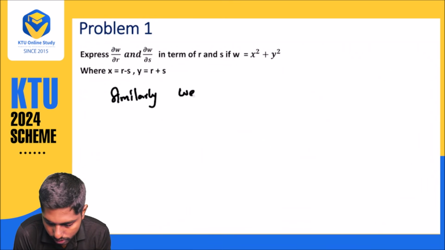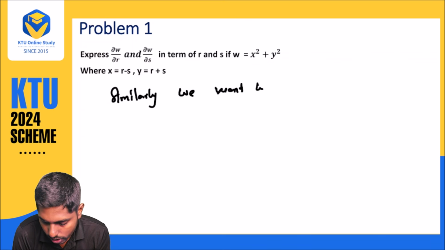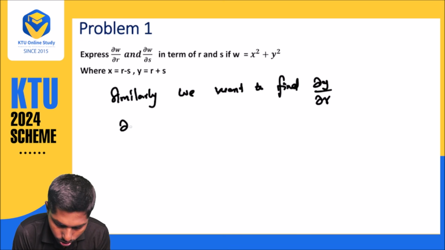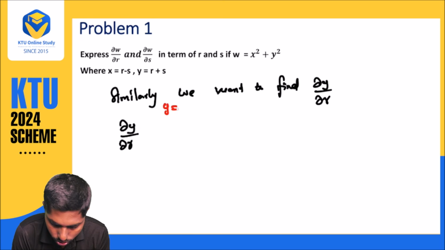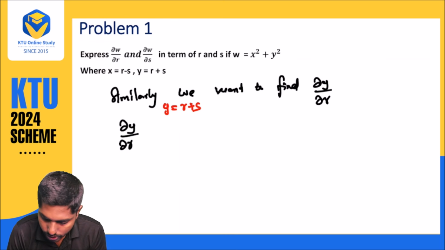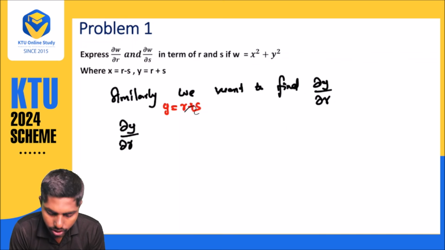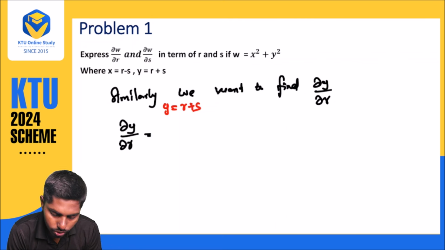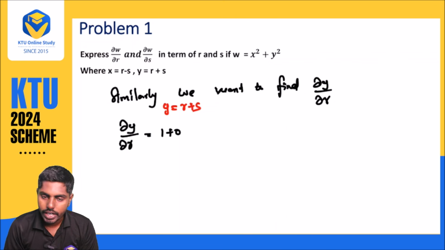Similarly, we want to find ∂y by ∂r. What is y? y is equal to r plus s. We are taking the partial derivative with respect to r, so s will become constant. So ∂y by ∂r is nothing but 1 plus 0. So we have identified each and everything.